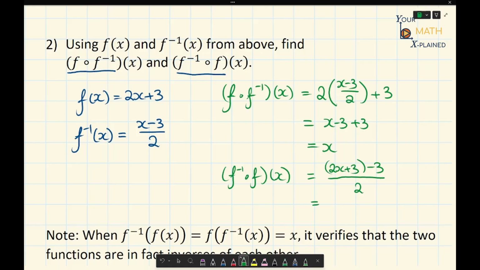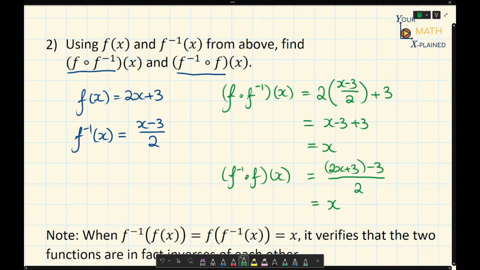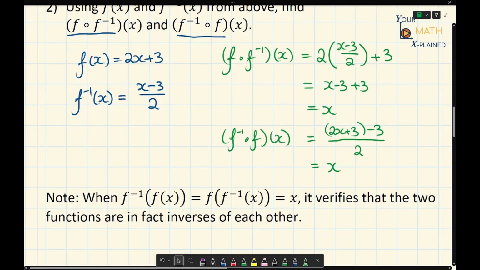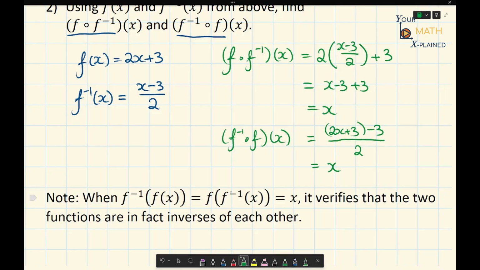So this is going to be 2x over 2, which just ends up again being x. So the important lesson here is when we have f inverse of f of x equaling f of f inverse of x, and it's equal to x, which is what we ended up having here, then it verifies that the two functions are in fact inverses of each other.